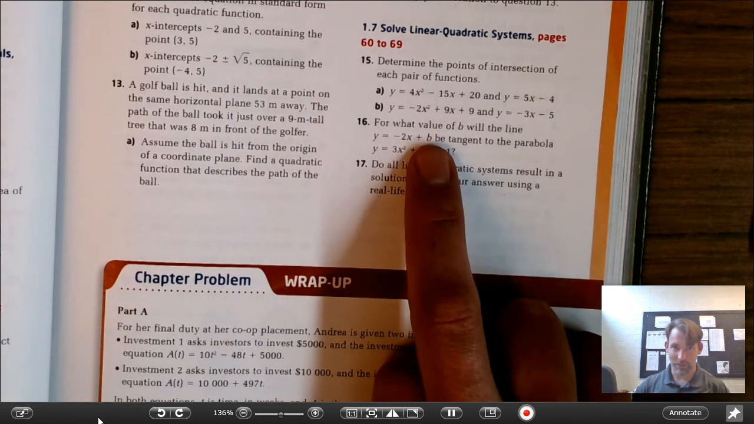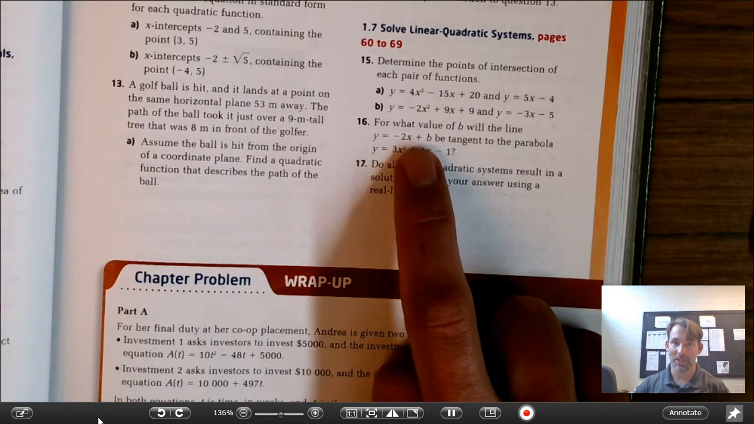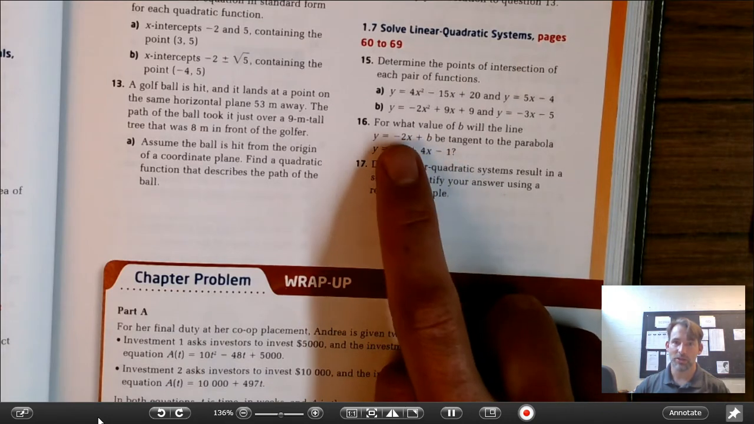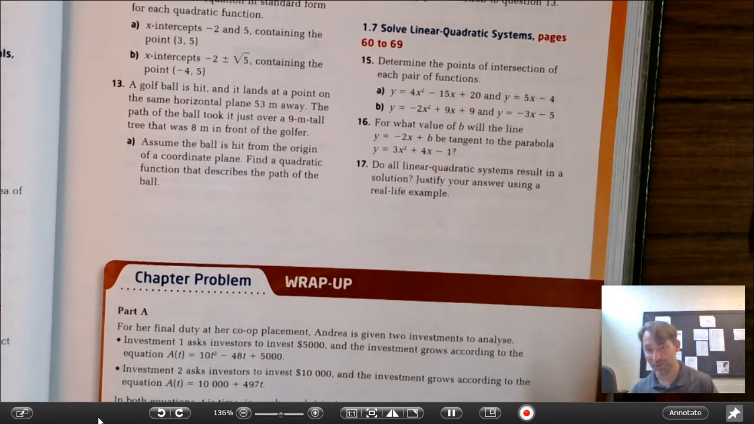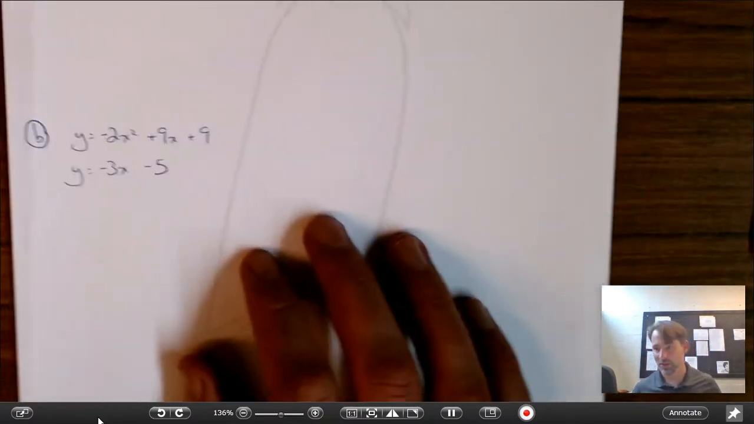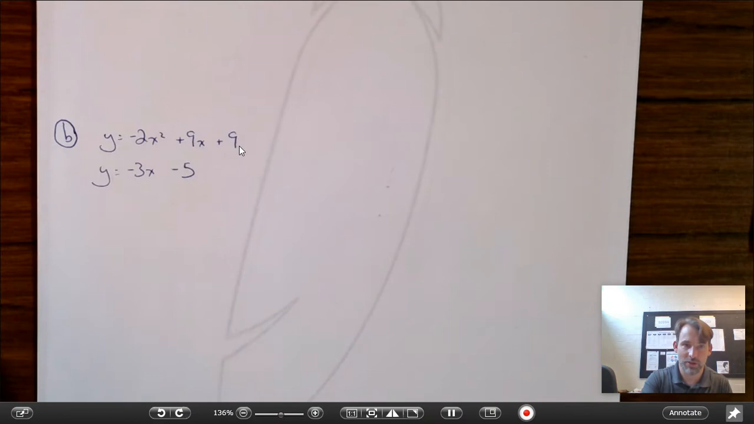So here, this one, for what value of b will this line be a tangent to the parabola here? So this question is a little trickier. We're going to talk about that too, and we can use the discriminant to solve that type of question. So the first step with these questions is copy them out.